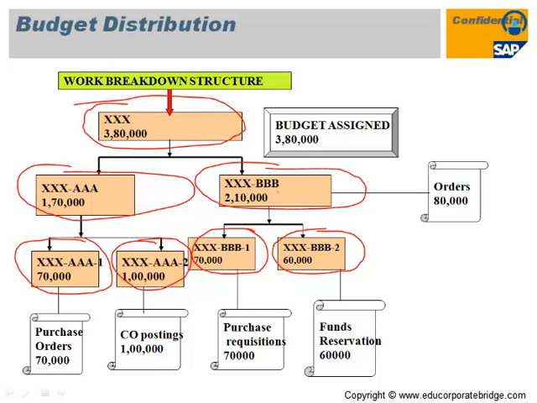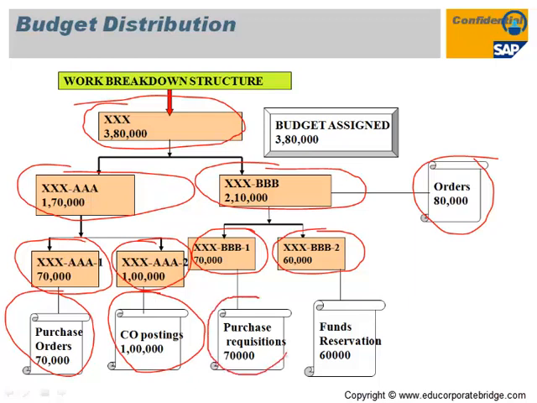So the balance budget on this WBS is 80,000. So I can incur some cost on this WBS as 80,000, this WBS AAA1 at 70,000, AAA2 at 1 lakh, BBB1 70,000 and BBB2 60,000.